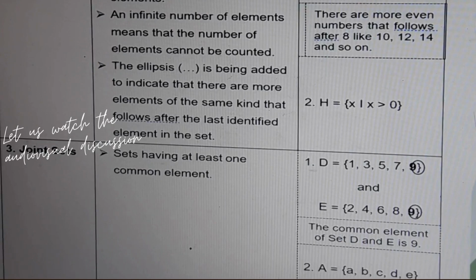Okay, the third kind of sets is joint sets. These are sets having at least one common element. We are now at the point of comparing two sets, just like when we are required to compare set D and set E, where set D is composed of 1, 3, 5, 7, and 9, while set E is composed of the elements 2, 4, 6, 8, and 9. These two sets are considered joint sets because they have a common element, the number 9.